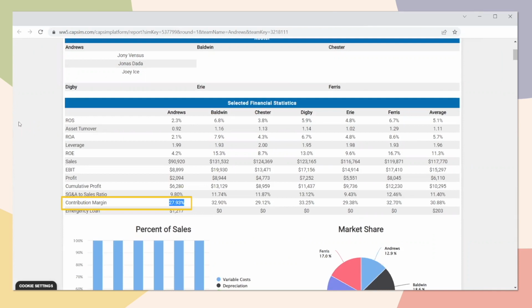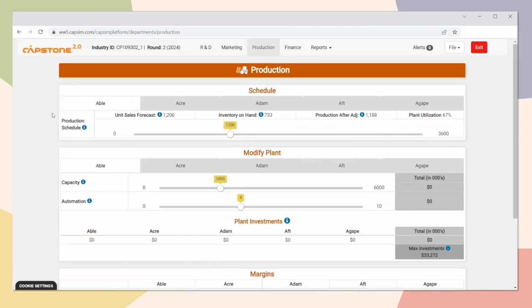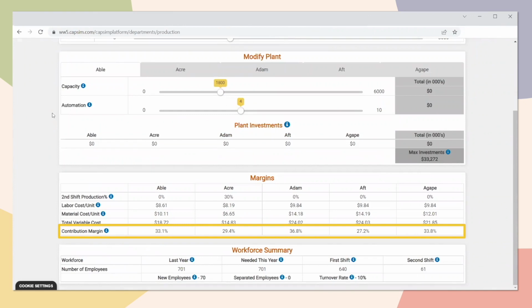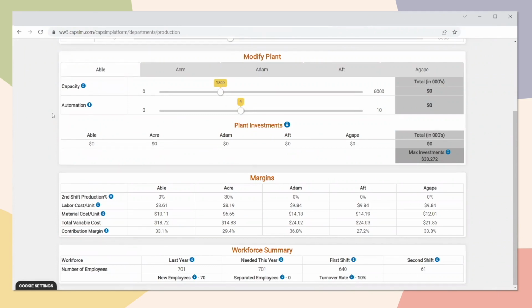In my example here, you'll see I'm around 27.93%. So there are some things that I can do to improve this contribution margin. On your production page, you will be able to see the contribution margin per product. Essentially, your contribution margin is made up of 3 variables that you can control, which is your material cost, labor cost, and price. With that being said, you can increase a low contribution margin by doing 3 things.